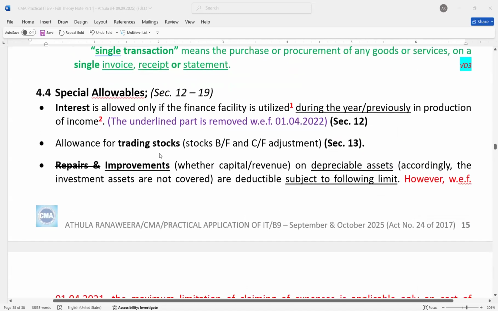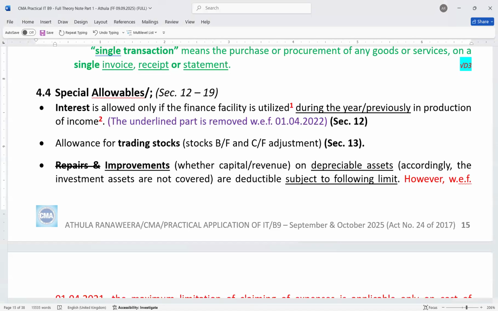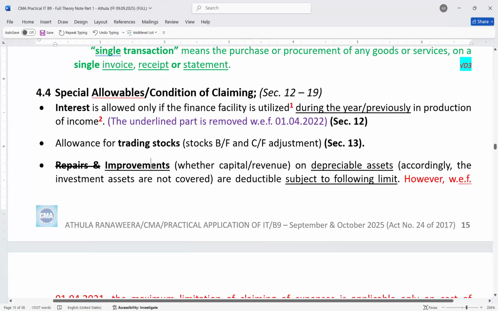Then we'll move forward. Special allowables. Now this is very important in tax law, sections 12 to 19. Though we call these things special allowables, actually some of these are special conditions. These are not really only special allowables, but also conditions of claiming. Right. Now we will see one by one. Section 12. Section 12 covers interest expenditure.